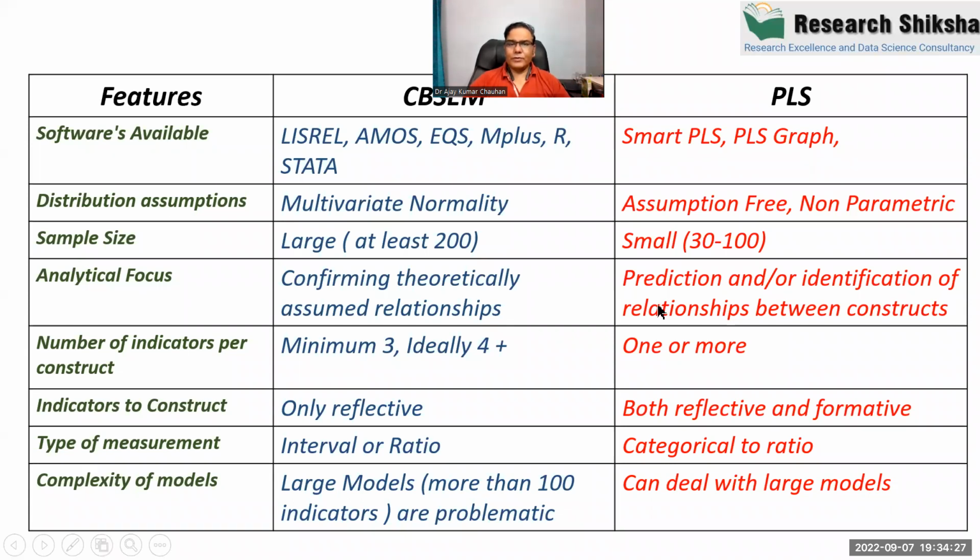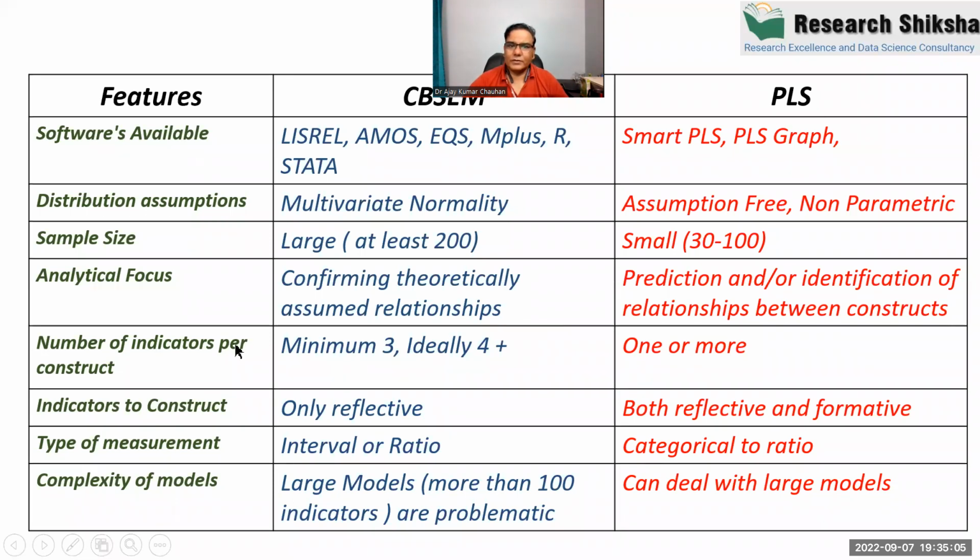So for any relationship which is not supported by theory, PLS is very good in that. So you can say my model has good predictive power. So in PLS, we talk about the predictive power or external validity. However, CB-SEM is not talking about prediction or predictive power. CB-SEM is talking about hypothesis testing, whether your theory is confirmed or not. So this is one of the basic reasons for using CB-SEM and PLS.